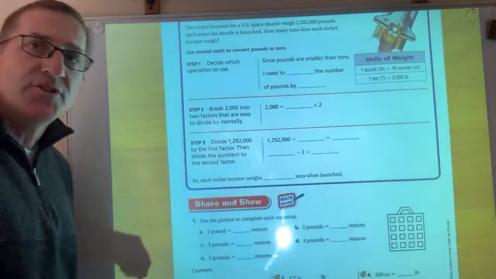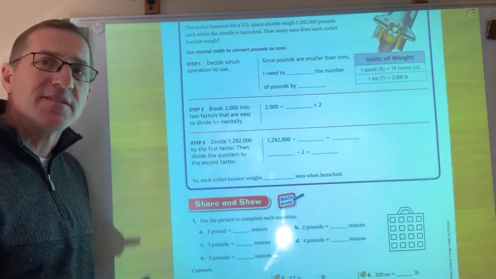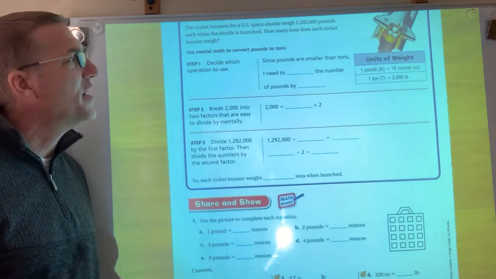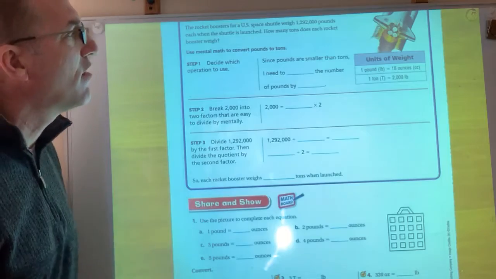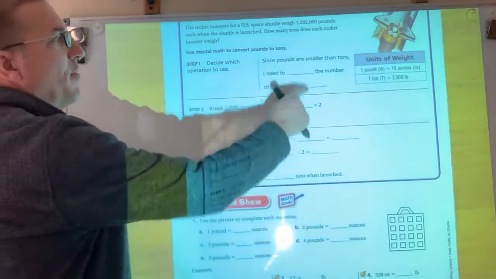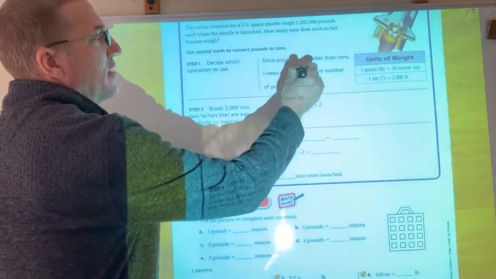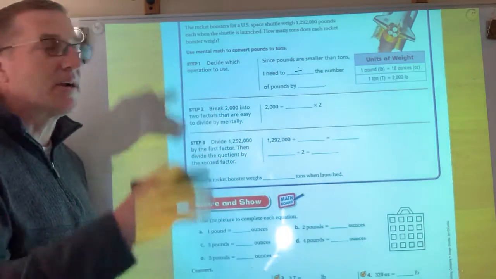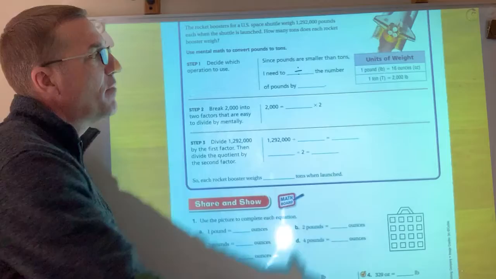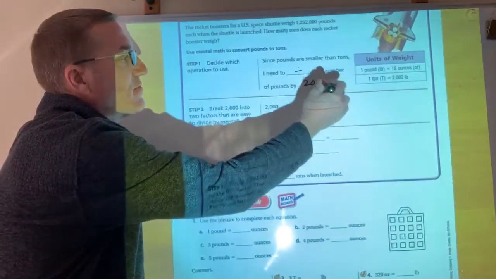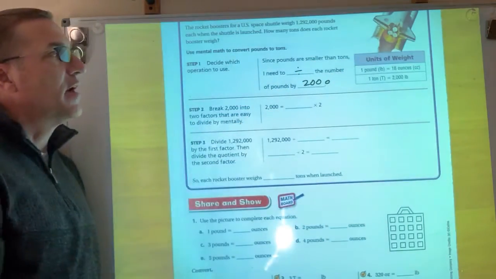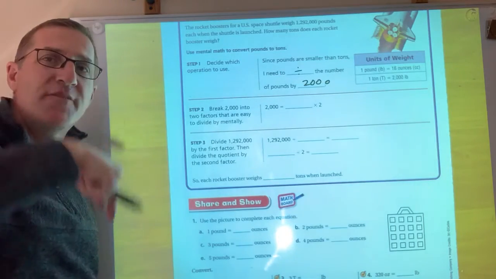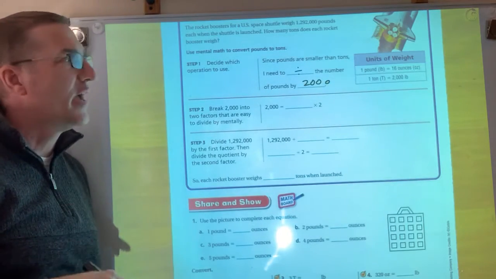So I'm going to show you 2 ways to do this. We're going to do their way first, and then I'm going to show you the way that I would do it, and it's more like what we've always done. Since pounds are smaller than tons, I need to divide to get something bigger. I need fewer of them, by 2,000. I hate those sentence frames. Just remember, tons are bigger. I need fewer, so I divide, okay?